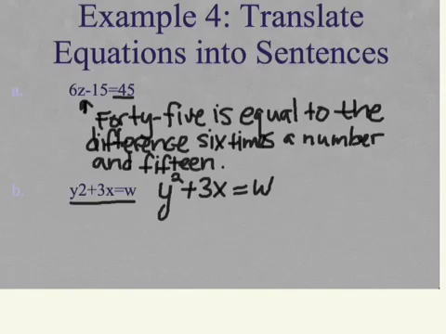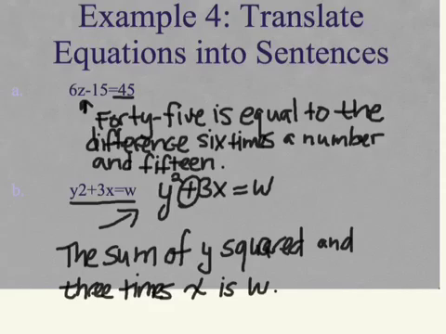Let's look at this next example. So we've got y squared plus 3x is equal to w. When I see a plus sign, I think of the word sum. So the sum of y squared and 3 times x is w is the way I'd write this out. Like I said, more than one way to do it, but this is a good way.